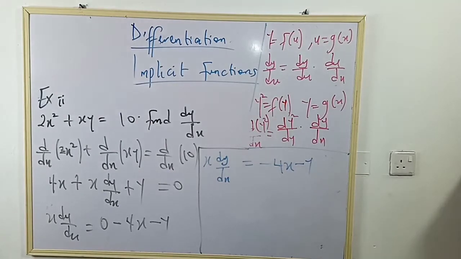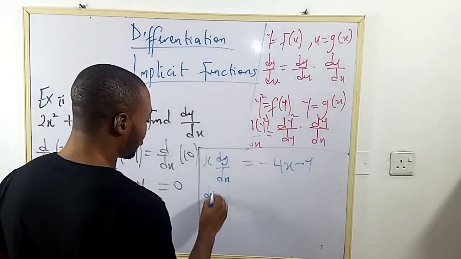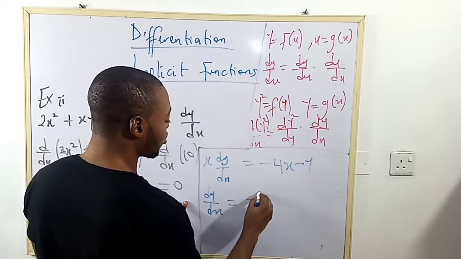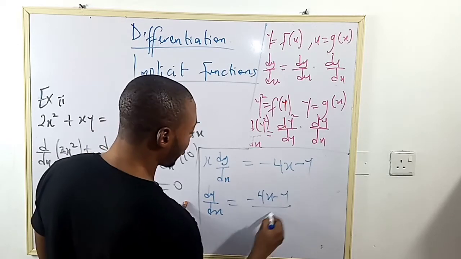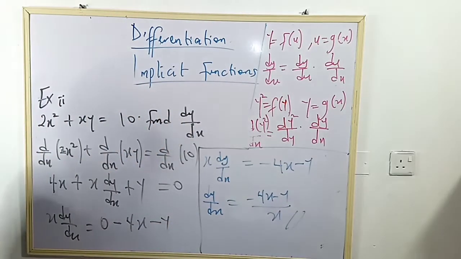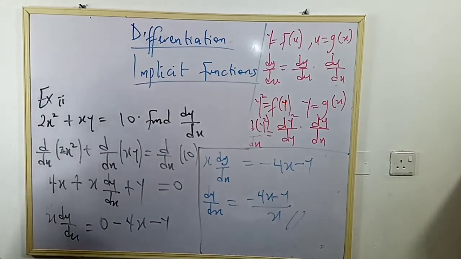So then from what you have here now, to find dy/dx, you divide both sides by x. So you have dy/dx equal to minus 4x minus y all over x. So that is the derivative: minus 4x minus y all over x.